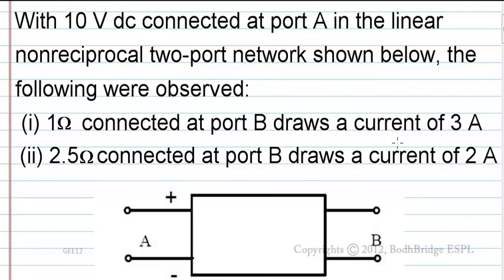Question, it is a common data question. With 10 volts DC connected at port A in the linear non-reciprocal two-port network shown below, the following were observed. 1. 1 ohm connected at port B draws a current of 3 amperes. 2. 2.5 ohm connected at port B draws a current of 2 amperes.